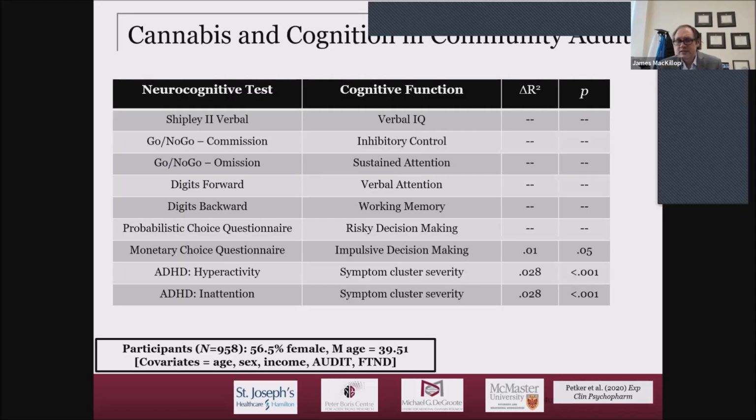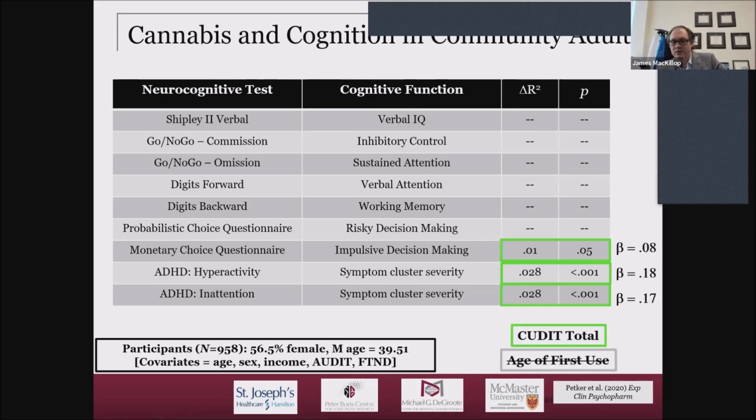We've done a number of other neuropsych studies, and I'm just going to show several more to you to reveal some more trends. We looked at cannabis and cognition in almost 1,000 community adults recruited from the Hamilton area. We covaried for age, sex, income, drinking, smoking. We used a similarly long battery. Again, we actually found in most cases non-significant associations between cannabis use and cognition. What we did see was that people were more impulsive in terms of overvaluing smaller immediate rewards, and they reported higher levels of ADHD symptoms, both hyperactive and inattentive symptoms.